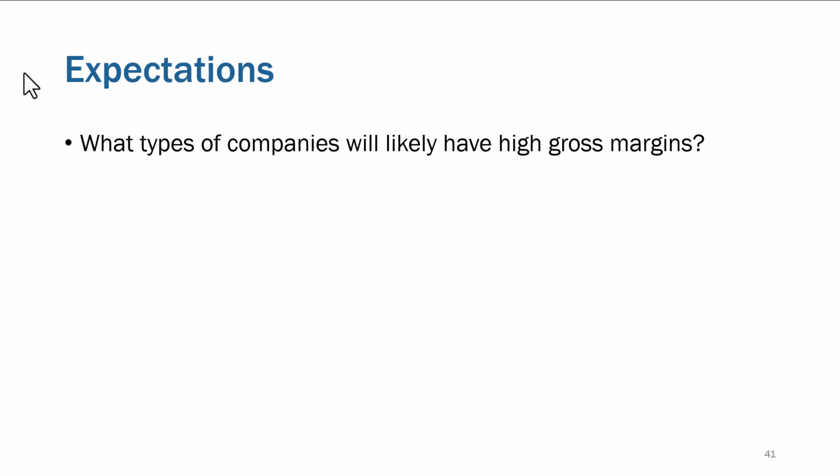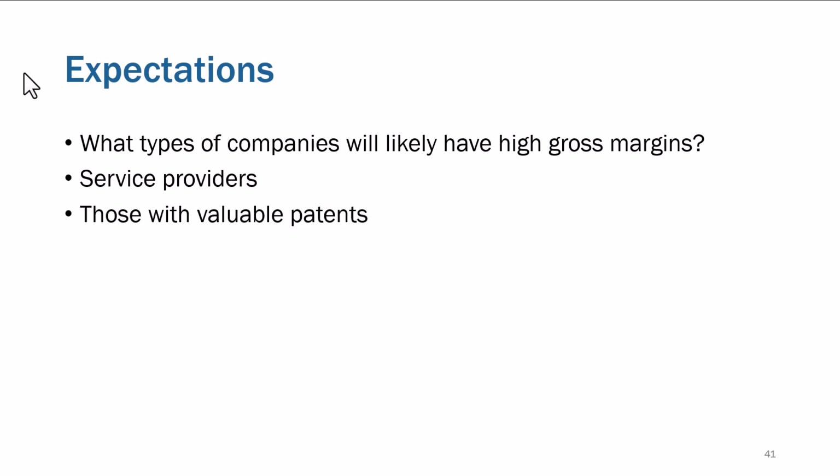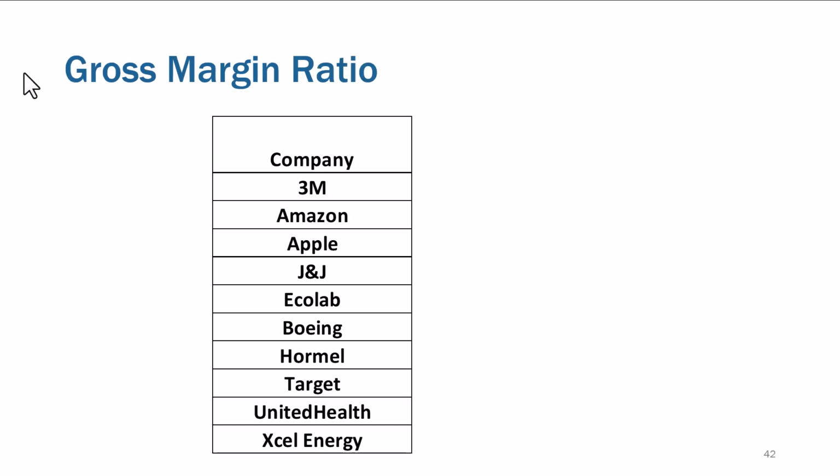Well, what types of companies would you expect to have high gross margins? I don't know if anything jumps out to you as you're just kind of thinking of these companies here. But service providers oftentimes are going to have lower cost of goods sold, cost of sales, I guess I should refer to it, or cost of revenues. And then also for manufacturing companies, it's going to be those with valuable patents that can really mark up their products a lot because they have patents that protect competitors from competing with them.